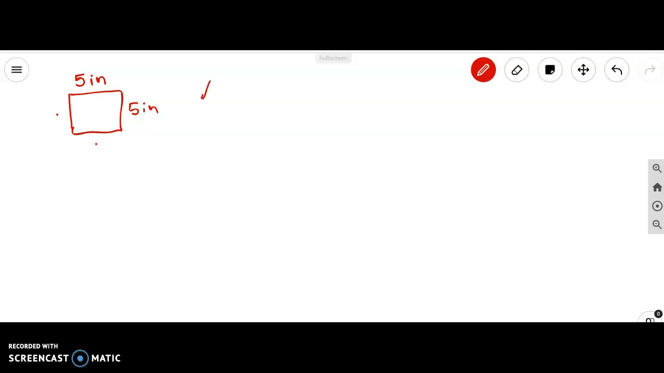But when we talk about area, we multiply just the length times the width. So the long part by the wide part. So let's solve it. We have 5 inches times 5 inches. And 5 times 5 equals 25. And our units are inches. Area, everything's always squared. So it's inches squared.